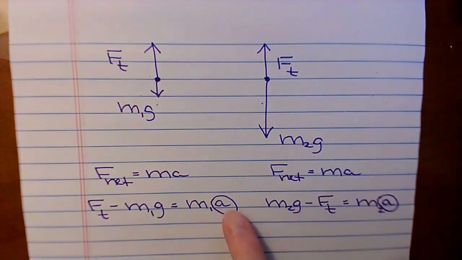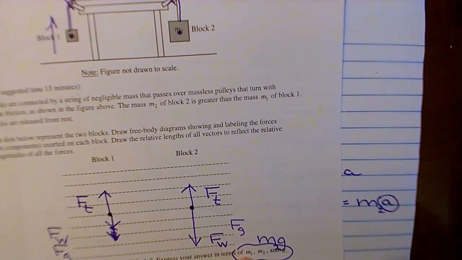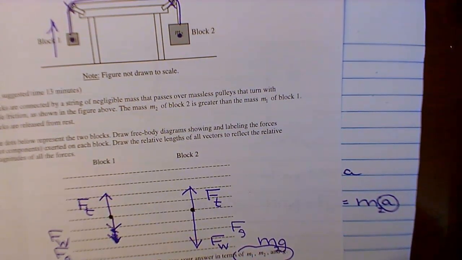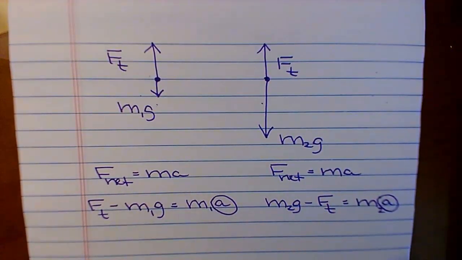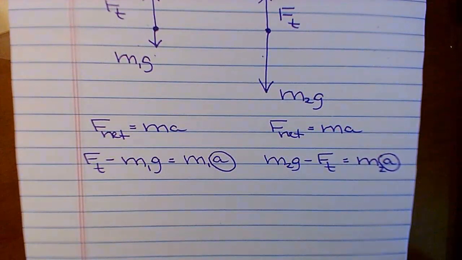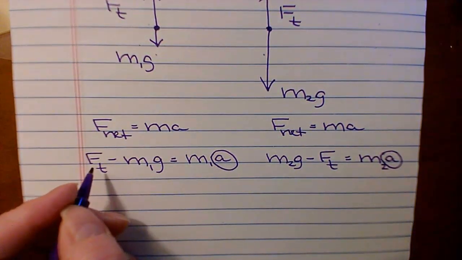All right, so I'm trying to find the acceleration. So when I look at this, my answers can have an M1, an M2, and a G in it, but they can't have an FT in it. And each of my equations has an FT, which tells me I have to get rid of FT. So to get rid of FT, we're going to solve for FT and then substitute it in the other equation.